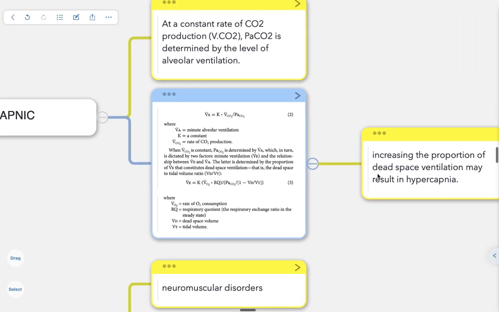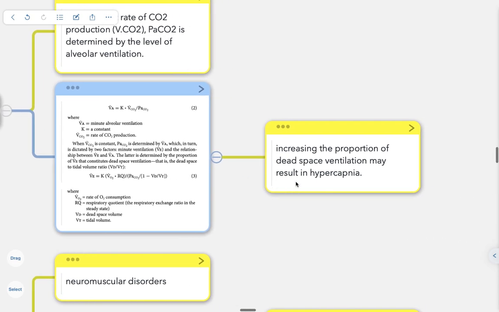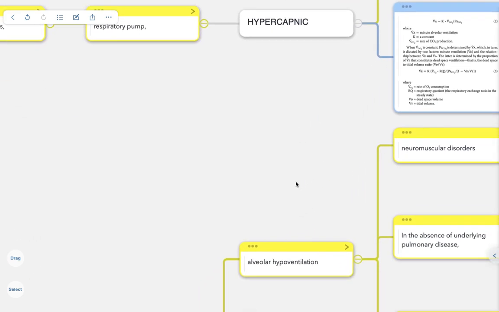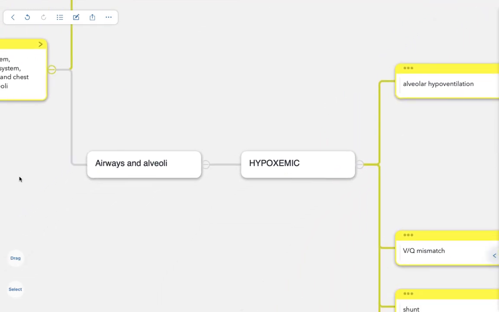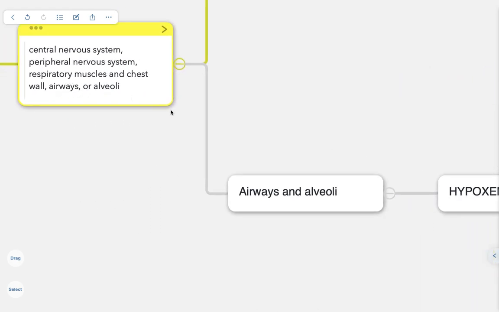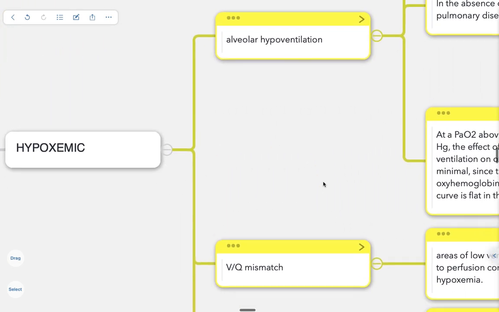So we can say that whenever you have a condition where there is an increase in the dead space, or when there is a decrease in the tidal volume, these conditions can result in hypercapnia. Remember that. On the other hand, if we have a problem in the last two components of this effector, like we said, the airways or the alveoli, then this may lead to a hypoxemic type of respiratory failure, right?